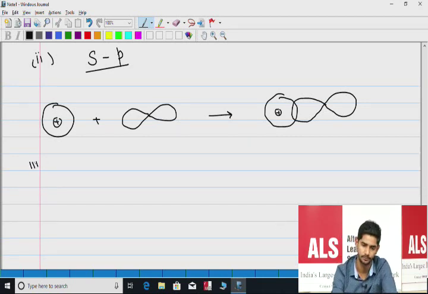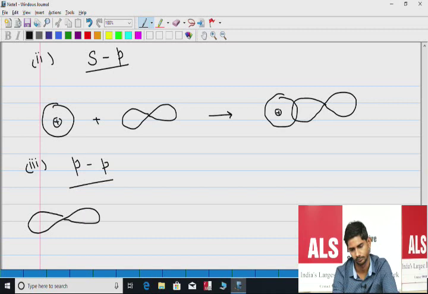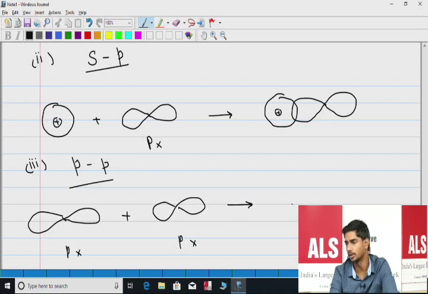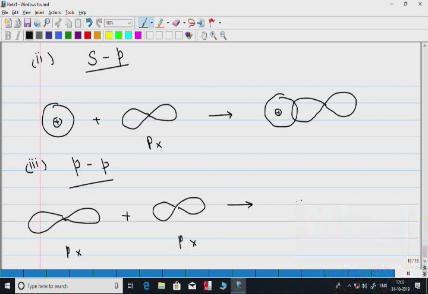Next, pp overlapping. Let's suppose this is the px orbital. This is px and this should also be px. Means both the orbitals should be aligned along one particular axis. Okay, so this is your p overlapping.